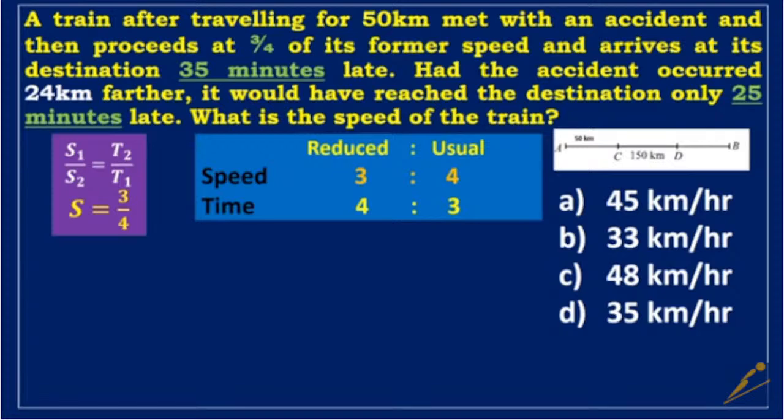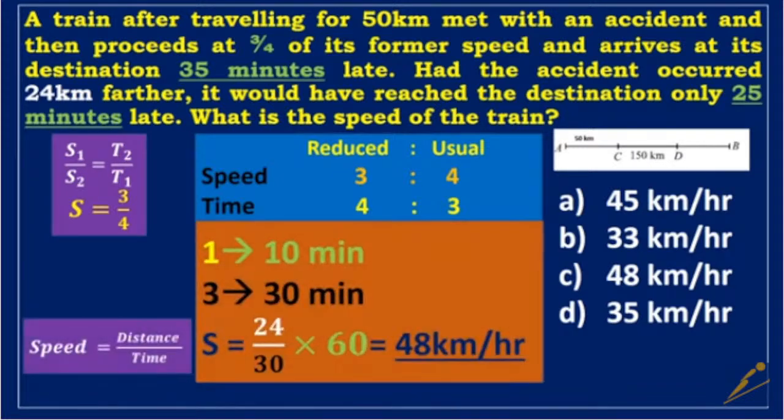In this case, the time difference is 1. The difference between 35 minutes and 25 minutes is the actual time required to travel the 24 kilometer distance, which is 10 minutes. As a result, 1 denotes 10 minutes. We must first calculate the usual time of 3, which represents 30 minutes. Substitute 24 kilometers and 30 minutes into the speed, distance and time formula. The train's original speed was 48 kilometers per hour.